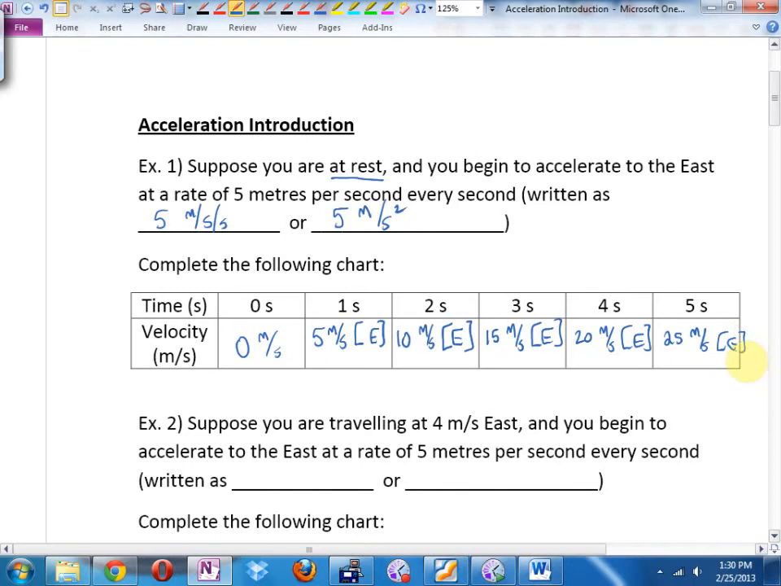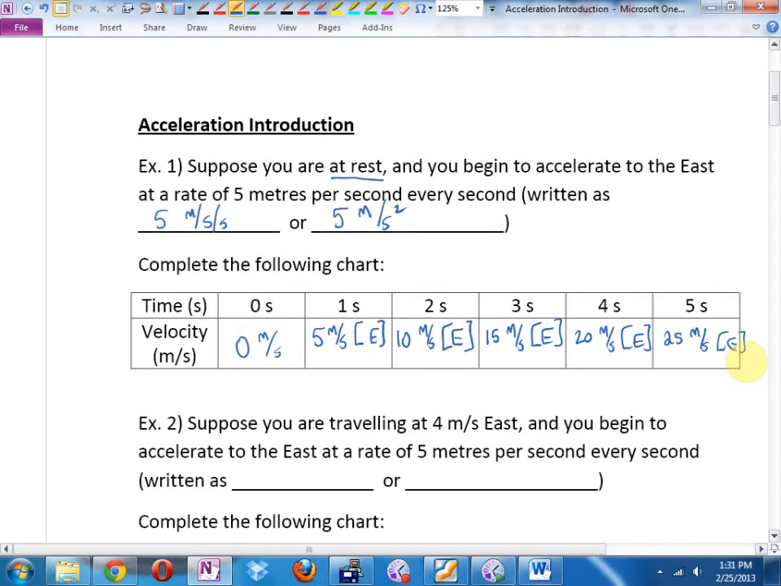Can you spot a pattern where, if I hadn't given you these first 4, you could get that number knowing how long and the acceleration? Okay. Part of our acceleration equation that I'm not going to give you today, but that we will formalize, there's going to be an acceleration times time.